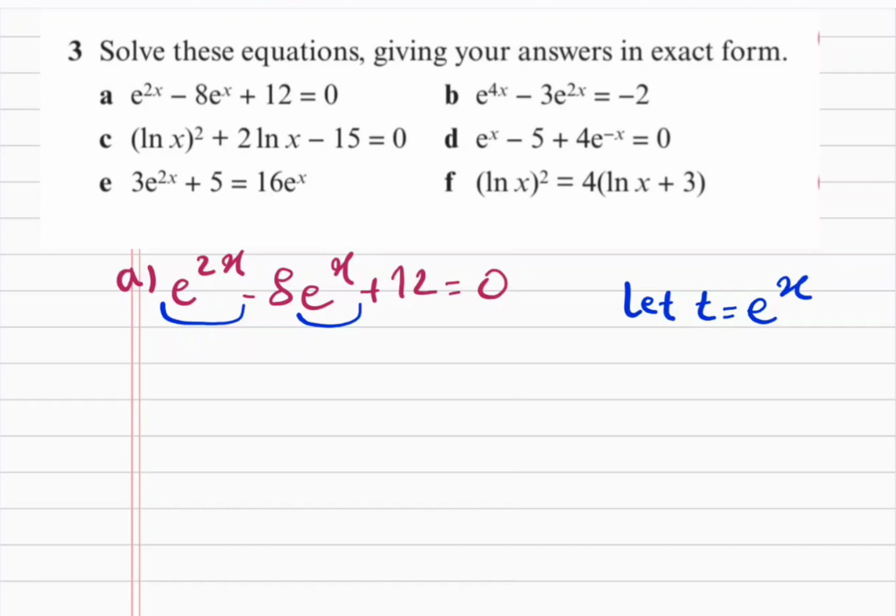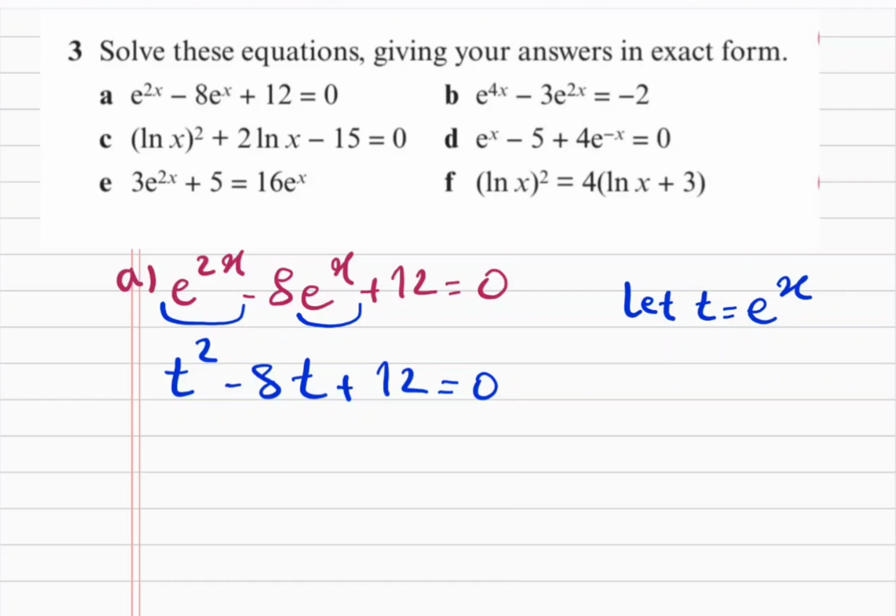So we can use this substitution and just convert this to a simple quadratic, because the first term becomes t squared, and the second term is minus 8t plus 12 is equal to 0, right? Because e to the power of x squared is going to basically be equal to t squared.